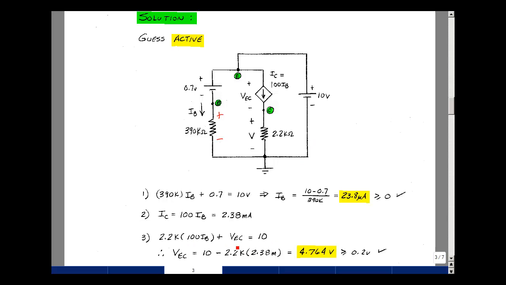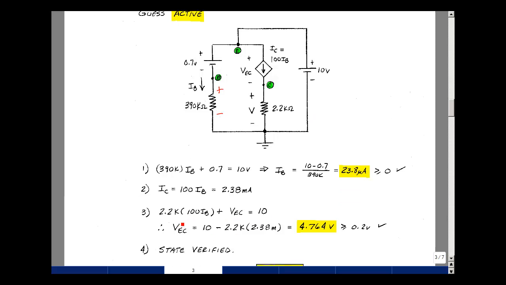So now I can solve for the emitter collector voltage. That's going to be 10 minus 2.2 K times the collector current of 2.38 milliamps, and that's 4.764 volts. Is that greater than or equal to 0.2? Yes. So the state's verified.